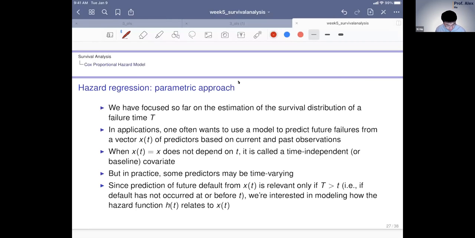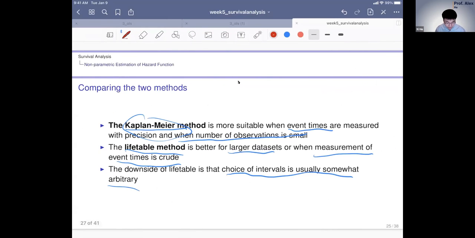So that model is useful if we want to use the characteristics, some X variables, to predict when you're going to fail or when you're going to die, and how long you're going to last. The first two methods are not super useful for that, because that only tells you the survival function for everybody.